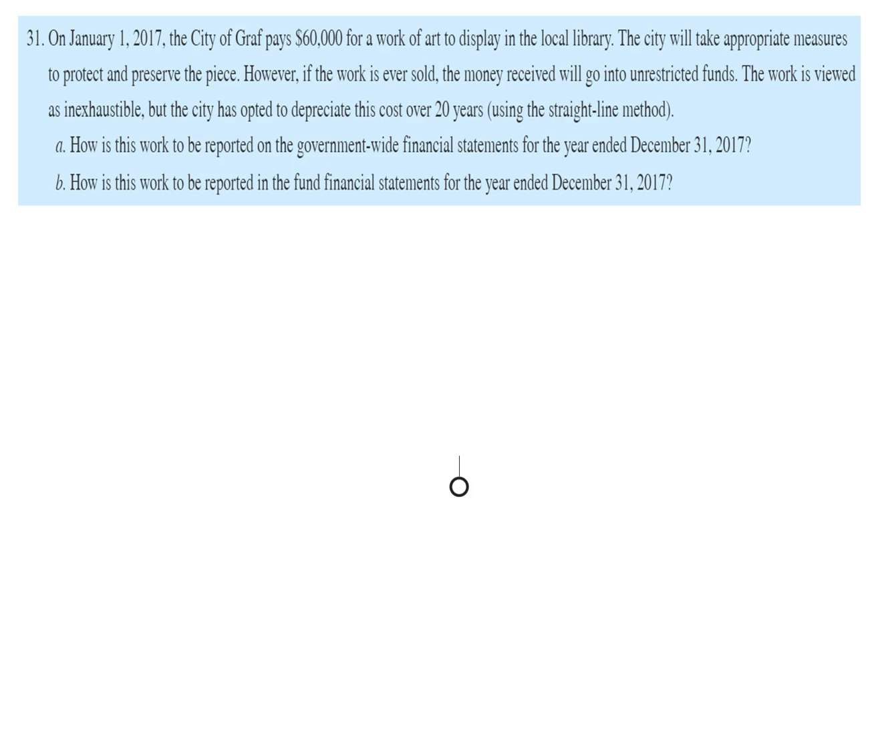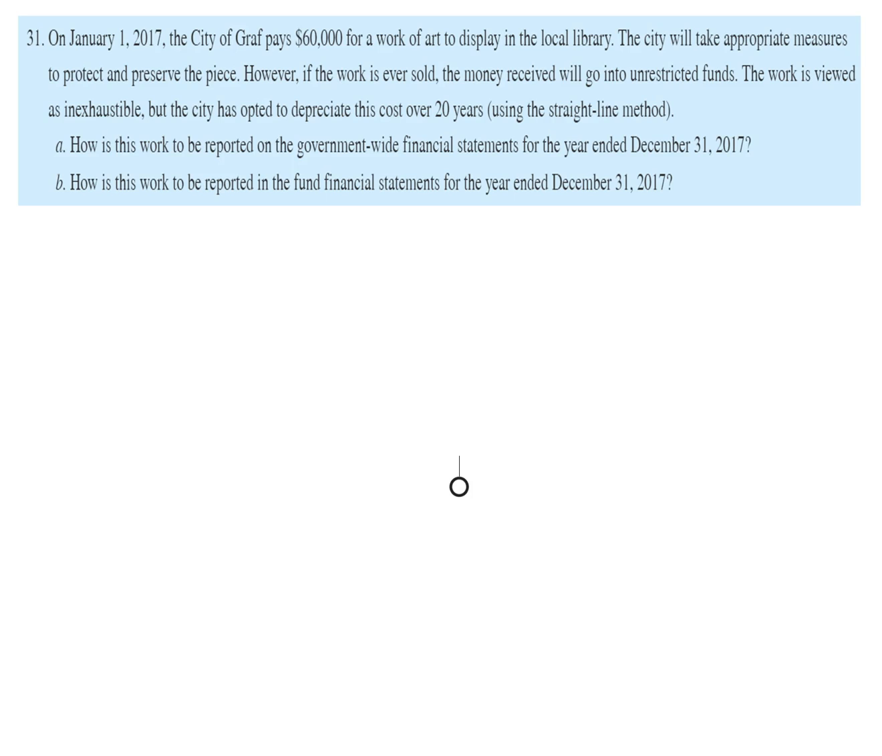Now think of your fund financial statement. If this type of work of art or historical treasure is viewed under the enterprise fund, that means a fee is charged to see those objects, then they will follow the same accounting procedures just like the government-wide financial statements. Now if it is considered within the governmental funds, then they will show this type of acquisition as an expenditure. Remember, governmental funds should not record any capital assets, so they will show the acquisition of any artwork as an expenditure. But if it is a gift, then no entry is required.